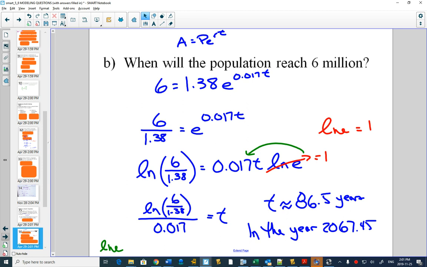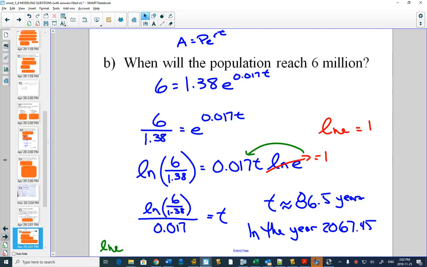So solving for t comes up as 86.5 years. And since the initial population was in 1981, if we add 86.5 years after 1981, it looks like somewhere in the year 2067, Vancouver is going to be at 6 million. Okay?